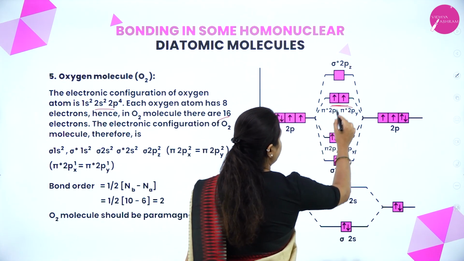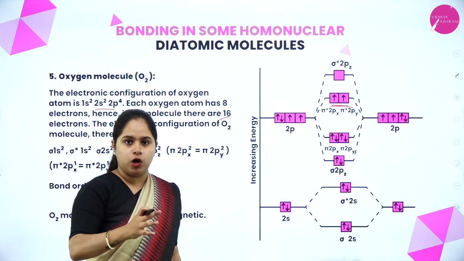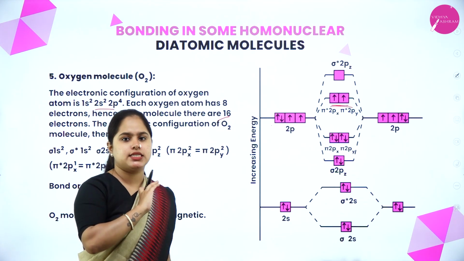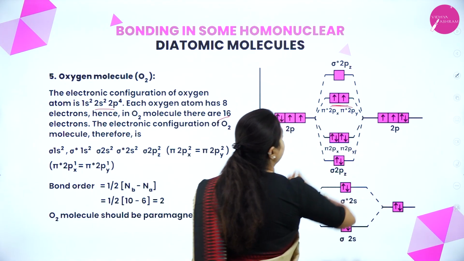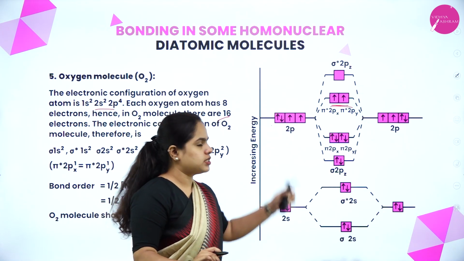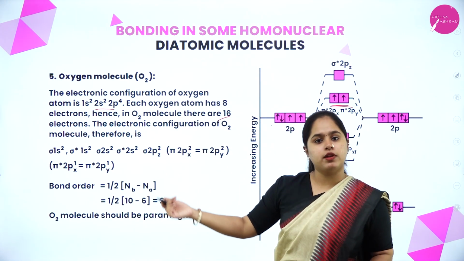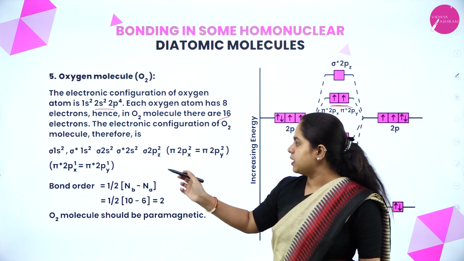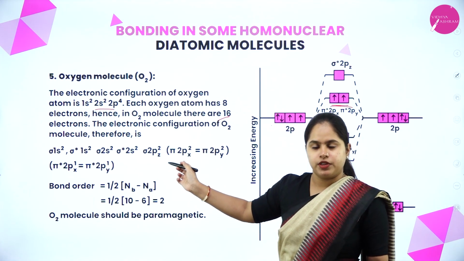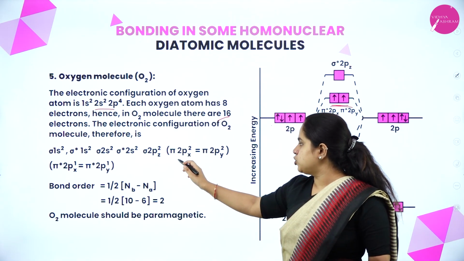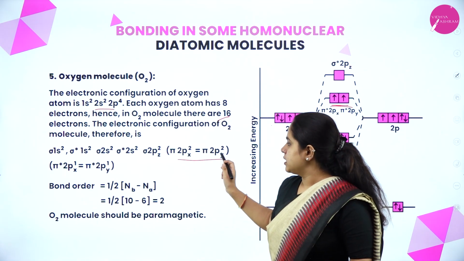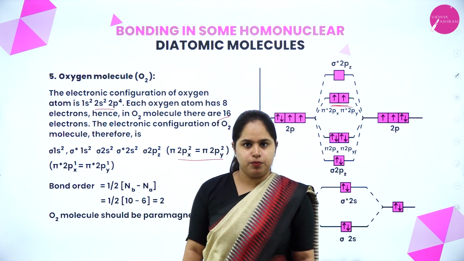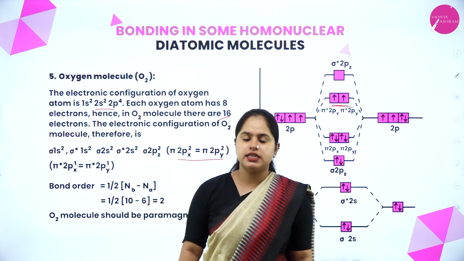They do not get paired up because we know that first, in orbitals having the same energy, electrons must be singly occupied, then only does pairing start. So each of the electrons will be singly occupied. I hope it is clear. So this is the molecular orbital diagram. Now, what will be the electronic configuration? It is sigma 1s2, sigma star 1s2, sigma 2s2, sigma star 2s2, sigma 2pz2 and then pi 2px equal to pi 2py. Both are completely filled, and the pi star molecular orbitals are singly filled. I hope it is clear.